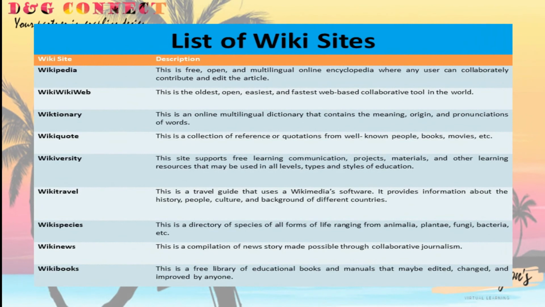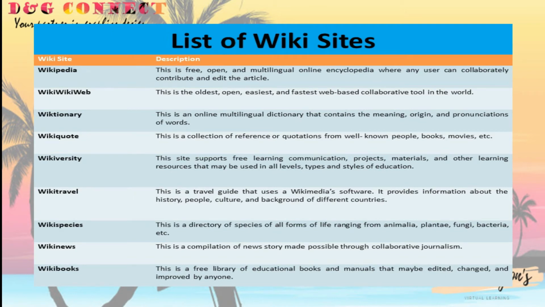These are the different types of wiki websites associated with each other. The table you are seeing on your screen is a brief description of each of the types. Okay, so for wiki sites, we have Wikipedia. This is a free, open, and multilingual online encyclopedia where any user can collaboratively contribute and edit the articles.